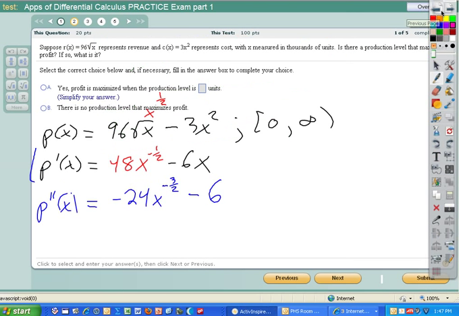So here we would plug in 4,000, right? Why is it 4,000? Because x is measured in thousands of units. Tricky, isn't that tricky?